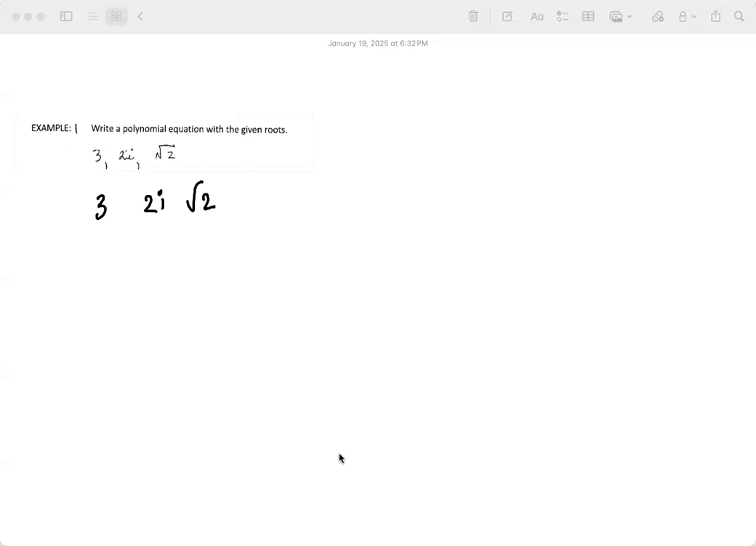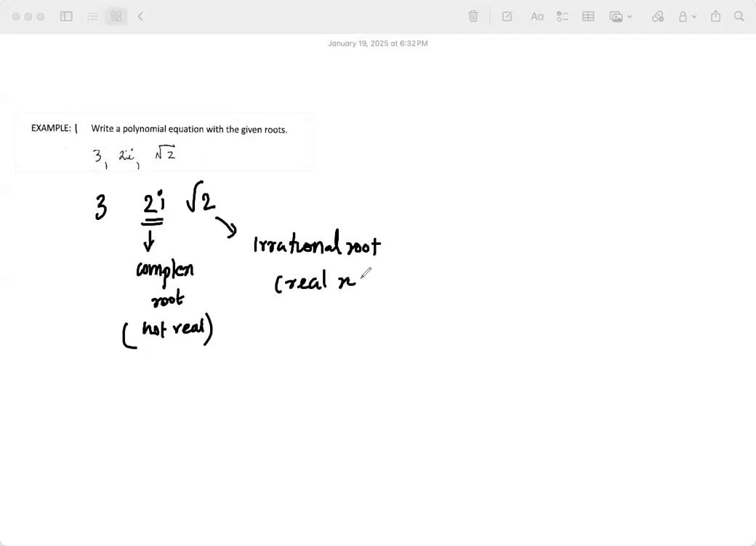Good job. So this is a 5th degree polynomial. So here, let's go ahead. How do you find this? See here, this is a complex root. Okay. This is not real. Okay. This one is an irrational root. Irrational means it's a real root. You see what I mean? This is a real root.